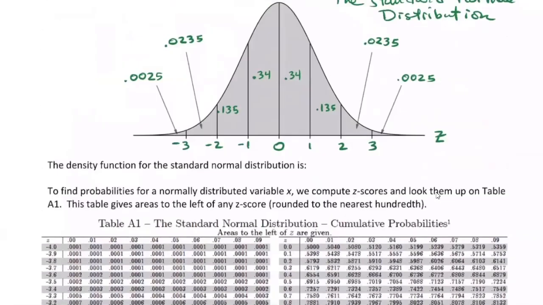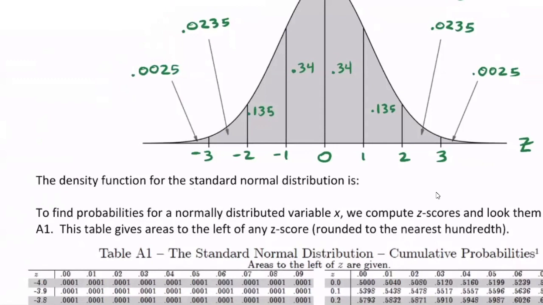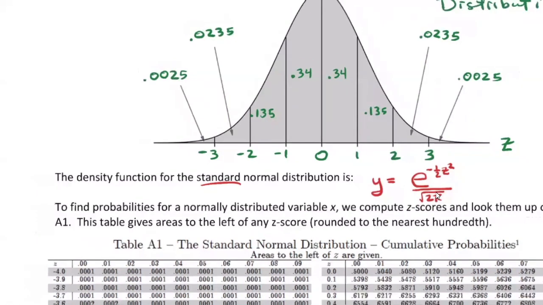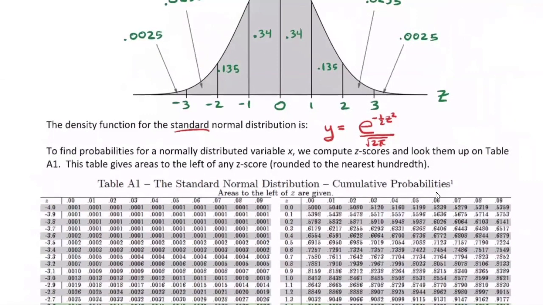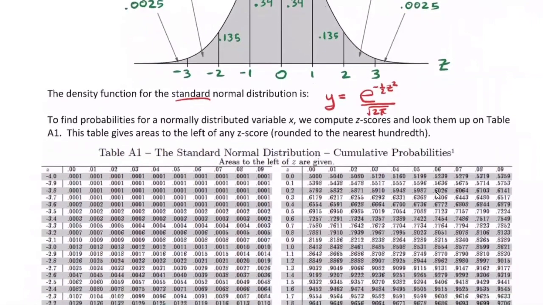Right here. So the density function for the standard normal, this is the distribution of z-scores: y equals e to the negative 1/2 z-squared. I would normally have a sigma times the square root of 2 pi, but sigma is 1, so we'll just put the square root of 2 pi down there. And so when we do areas under that, we are doing probabilities for that distribution, the standard normal.